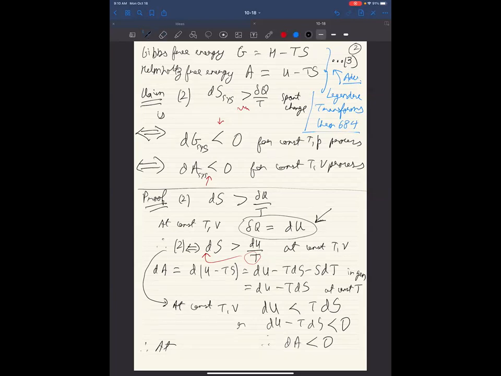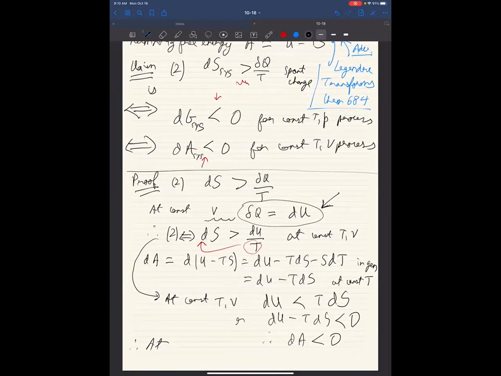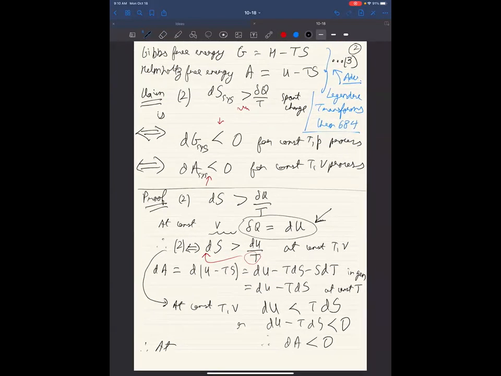If you're paying attention, you might have realized that in order to write this equation, we did not really need constant temperature. This one happens only due to constant volume. But over here, we needed constant temperature. Therefore, together, we need both constant temperature and volume. Therefore, at constant temperature and volume, dA less than 0 is the condition for spontaneous change.